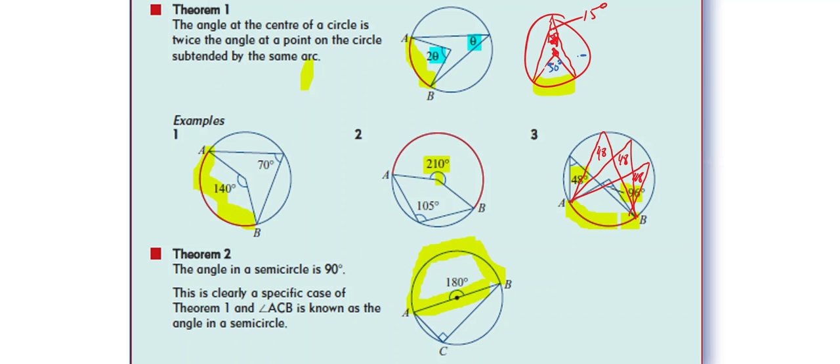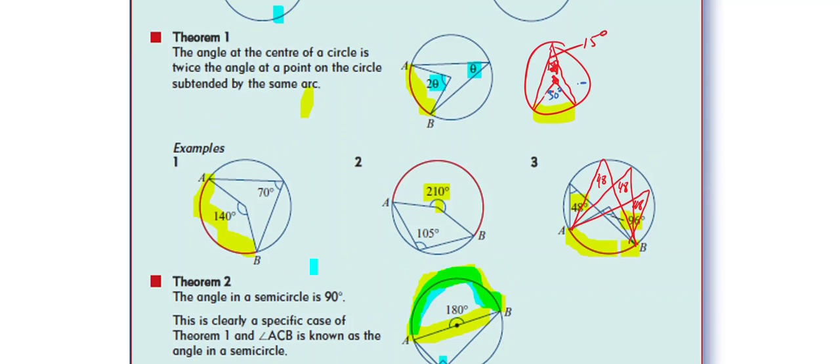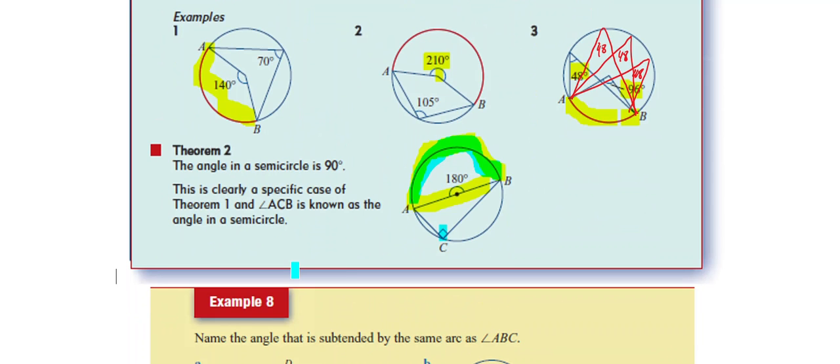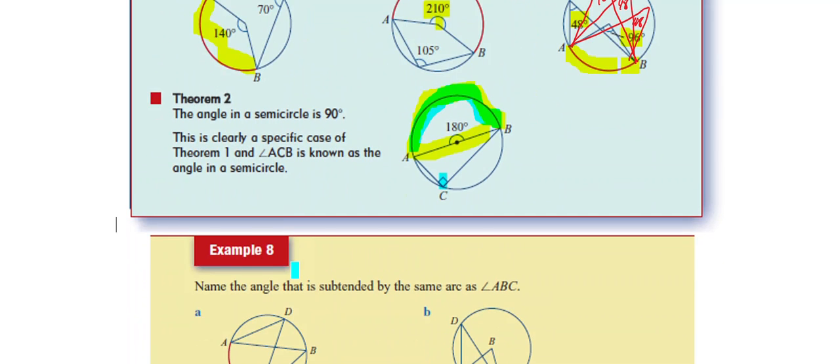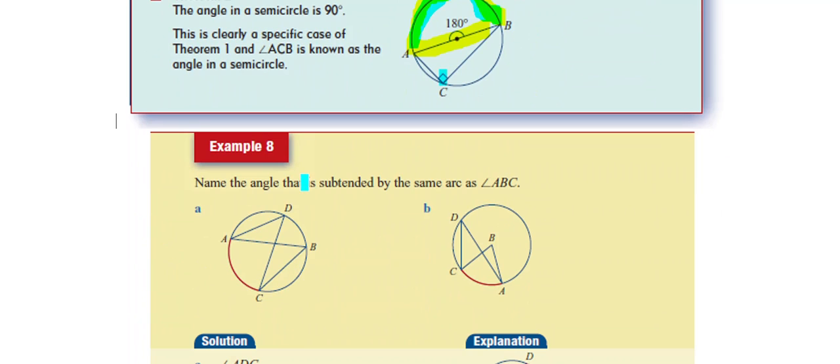And the same arc going to the outside will be half of it. Okay, so if this is 180 degrees for the angle going to the center, then the angle going to the outside would be half of 180, which is 90 degrees. Okay, so that's a special case. Okay, you're applying the same theory as theorem 1, it just happens to be a special case. So, for example 8, it says name the angle that's subtended by the same arc as ABC.